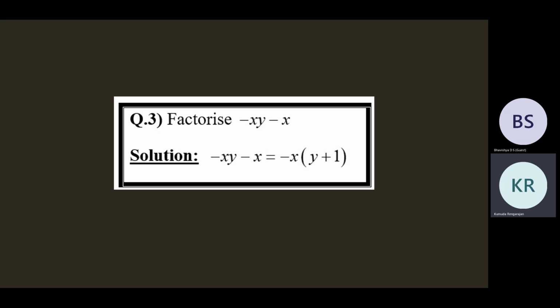Yes, your answer is right. Minus x into y plus 1. But one correction: you must write like this. Write the given expression, minus xy minus x, is equal to minus x into y plus 1. All right. Okay, ma'am. But I give you full marks. But always write that, okay? Write the given expression equal to and then the answer. All right.